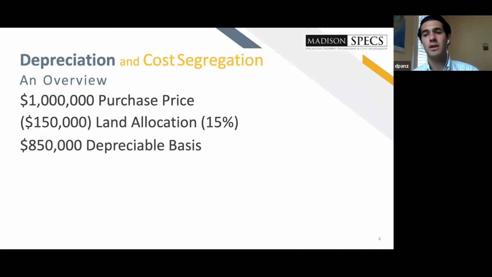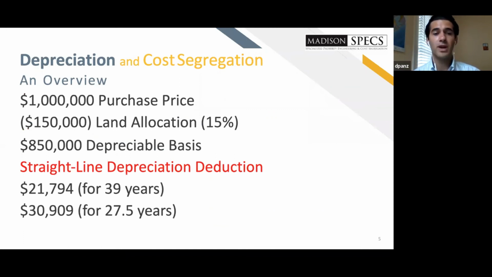Here we have an example of what straight line depreciation looks like. You purchase a property for $1 million. Let's estimate 15% of that is the land. We subtract that, and what you're left with is your depreciable basis, in this case $850,000. In straight line, if it's a commercial property, like a strip center, that's going to get you $21,000 more or less each year in depreciation. If it's an apartment complex, we can see right here with a shorter depreciation schedule, 27.5 years, you're going to be receiving more depreciation annually.